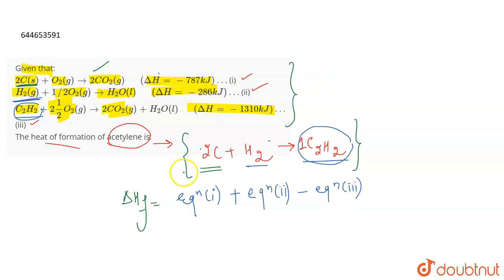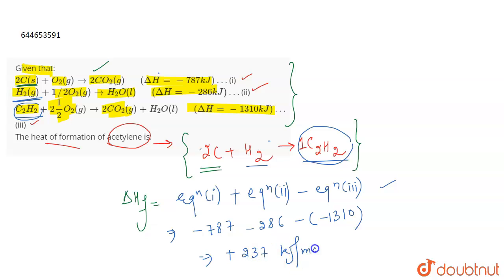So just by writing this formation reaction, it's the direct way to do it, rather than writing all the three reactions, then adding and subtracting them and coming to an answer. We are understanding this concept directly. For equation 1, the value is minus 787. For equation 2, the value is minus 286, and for equation 3, the value is minus 1310. So this will come out to be plus 237 kilojoule per mole. So this will be the correct answer for the delta H of formation.